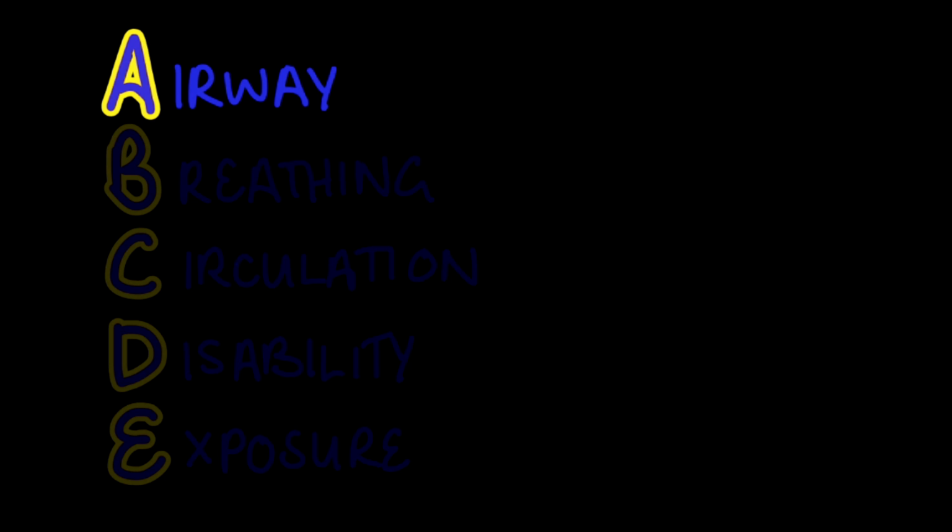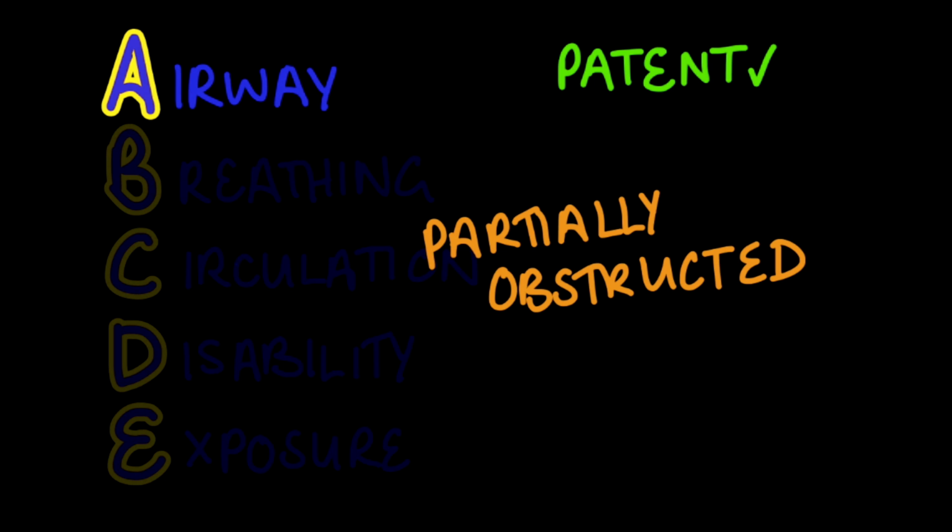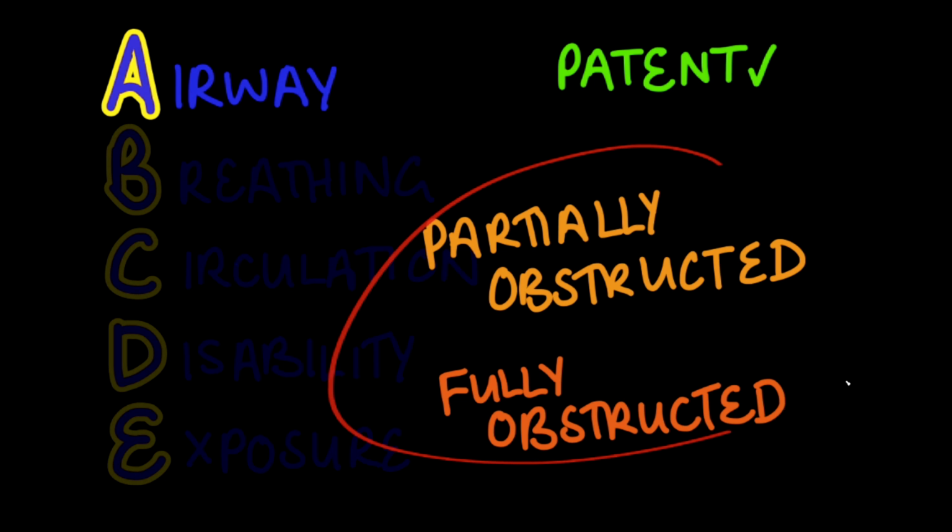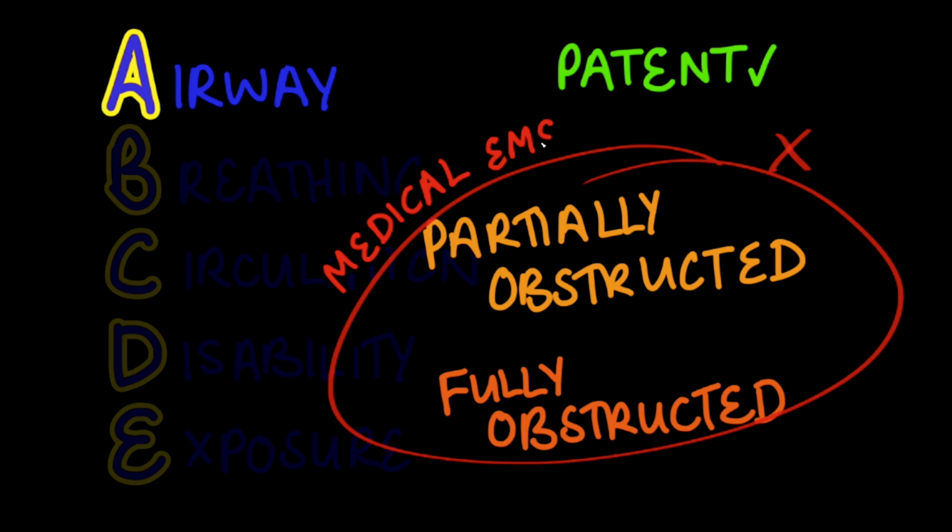A is for airway. You want your airway to be patent. An airway can be partially obstructed or fully obstructed. An unpatent airway is basically a countdown to cardiac arrest, so any obstruction in the airway is a medical emergency.